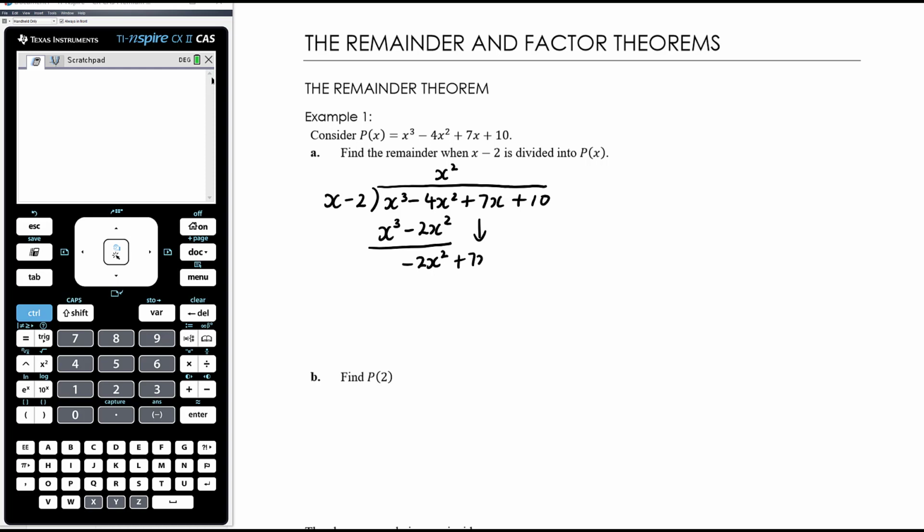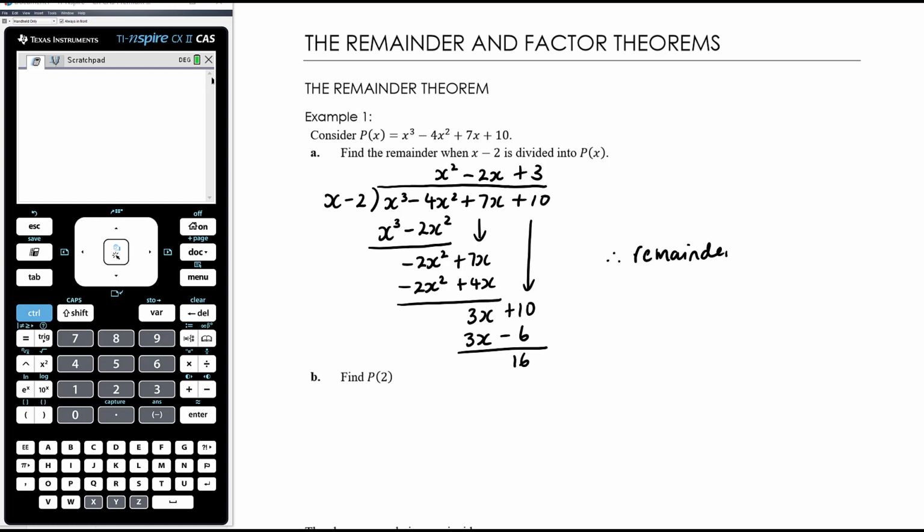And then we bring down the next term in our polynomial and we repeat the process. What do I have to multiply x by to get negative 2x squared? It's negative 2x. I multiply negative 2x by x minus 2, giving negative 2x squared plus 4x. And I subtract. 7x minus 4x is 3x. Bring down our next term and we're nearly done. What do I have to multiply x by to get 3x? It'll be plus 3. I multiply 3 by x minus 2 to get 3x minus 6, and I subtract. 10 minus negative 6 is 10 plus 6, which is 16. Okay, and so therefore we find that the remainder is 16.